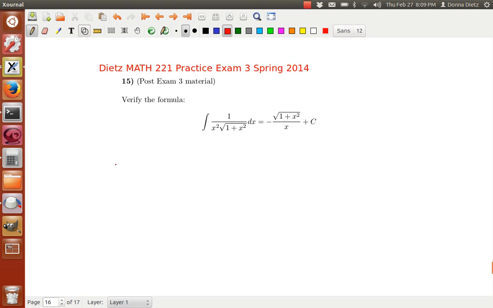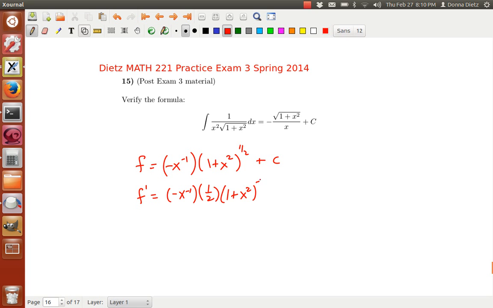Okay, so I'm going to say f is minus x to the minus 1. So I'm going to put the denominator with the negative sign in the first piece. 1 plus x squared to the 1/2, and the plus c is going to go away. Again, there's different ways you can approach this. So the first times the derivative of the second, but in the course of taking the derivative of the second, I need the derivative of the fly, remember?